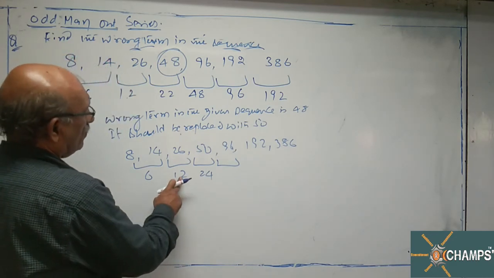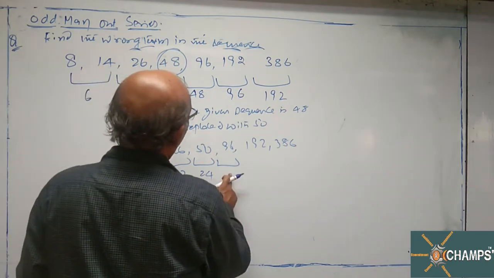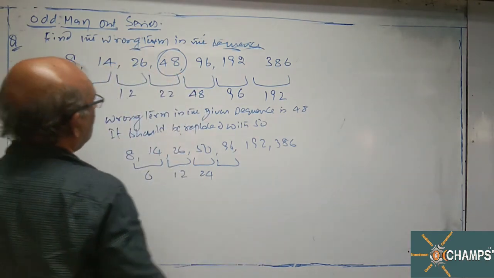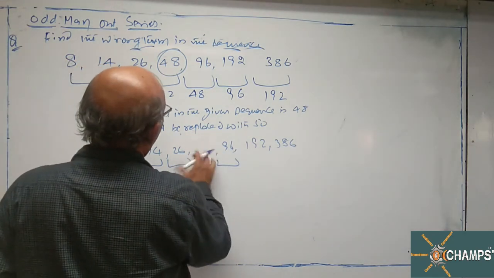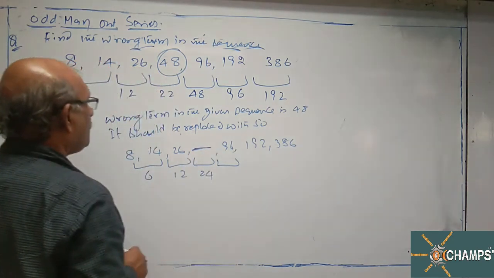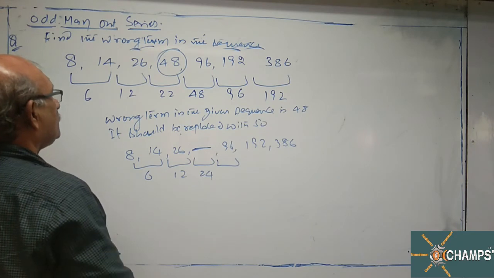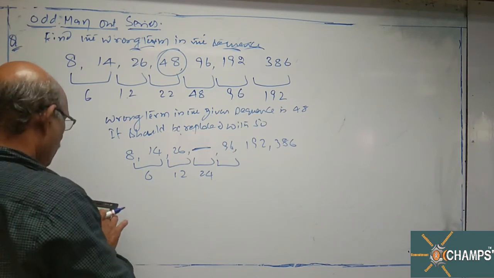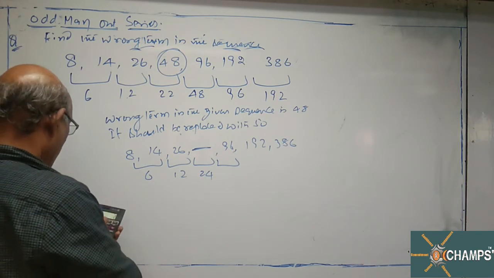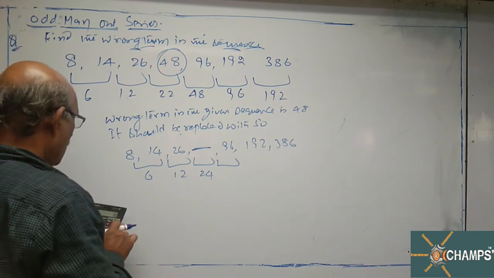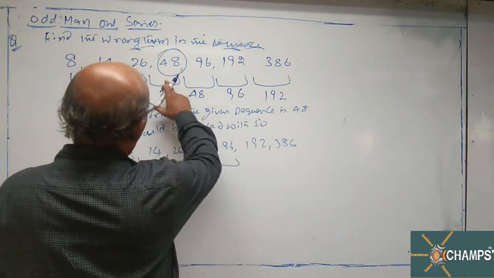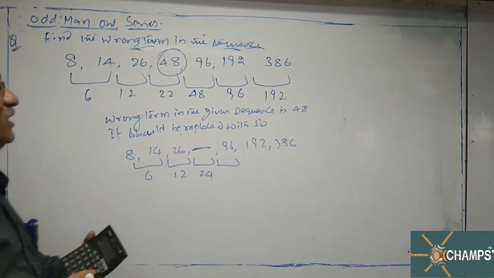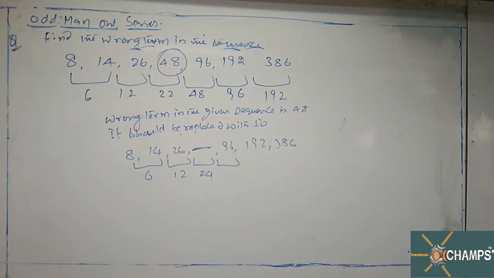6 2s are 12, 12 2s are 24, 48, 48 2s, again it is following. So this is 96. So this number is a wrong number, 48. 26 plus 24, how much do you have to get? 26 plus 24, 50. If it is 50, then this number will also change. So wrong term in the given sequence is 48.